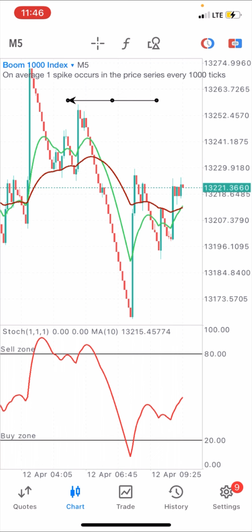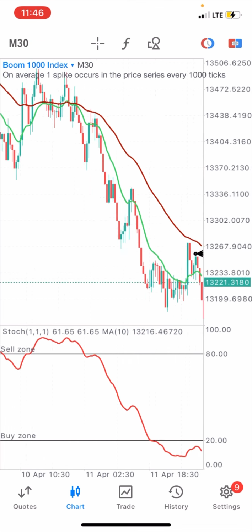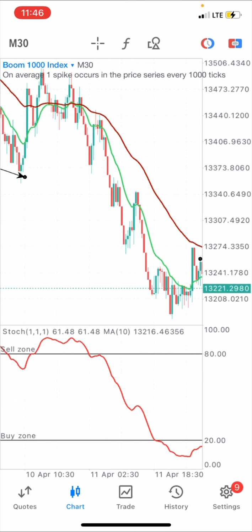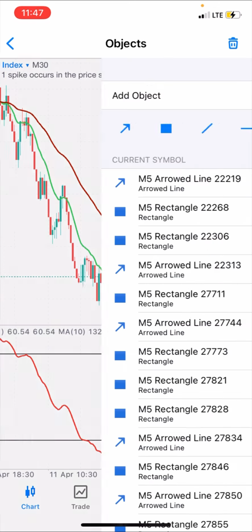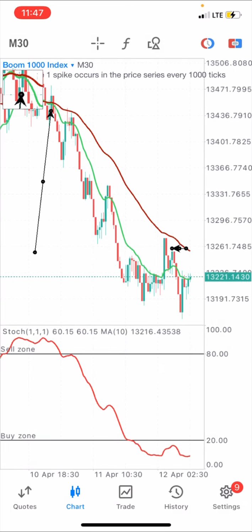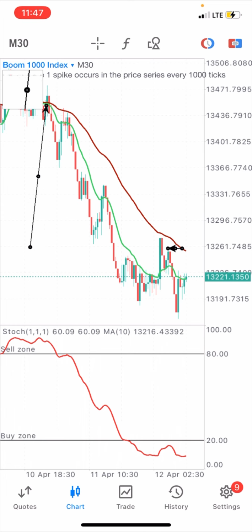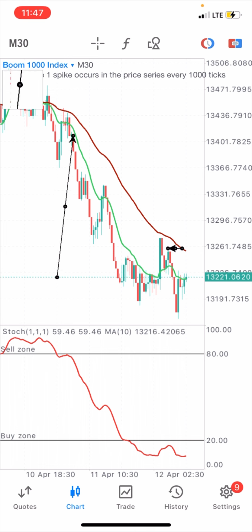Now if you go to a higher time frame, you would notice that the market is trending downwards. You can see this is the 30 minutes time frame, and it's obvious that the market is trending downwards. So remember, I told you this strategy will show you the direction of the market. Ever since this crossing here, you can see that the market has just been coming to the downside.